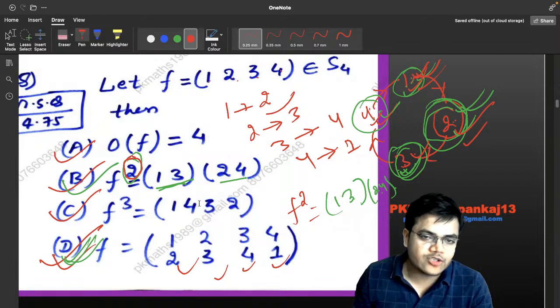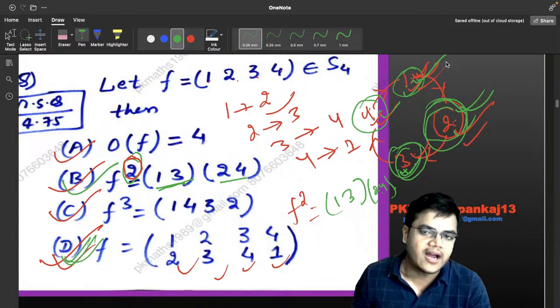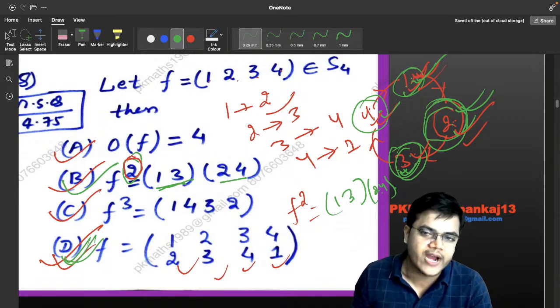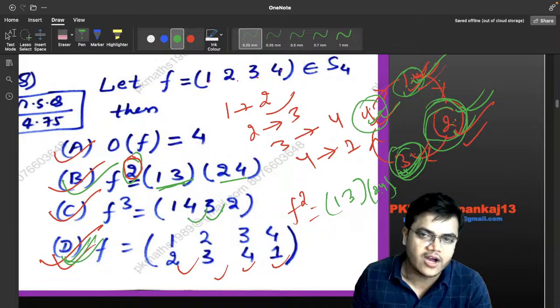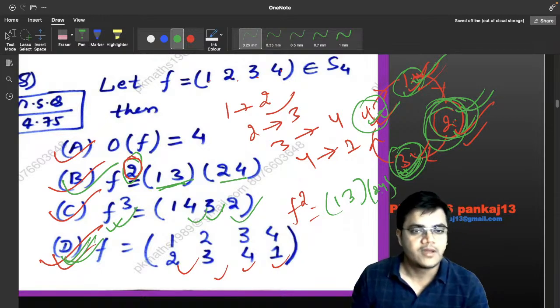How this f cube has been obtained, once again I am going to repeat within seconds. For example, if we are over here at 1, then as we have to find f cube, we have to skip this 2 and 3 and we will be over here at 4. Once again at 4 we have to skip this 1 and 2 and we will reach at 3. And if we are here at 3, then we have to skip this 4 and 1 and we will be here at 2. So this is how we are going to obtain this f cube.